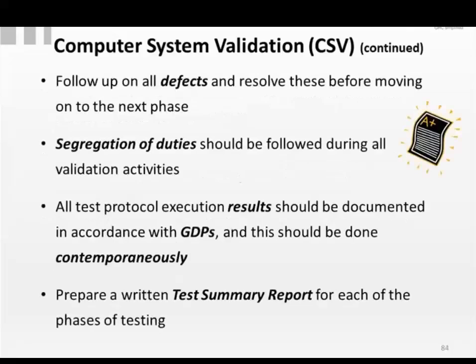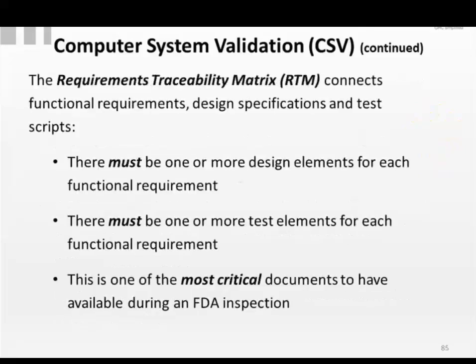Every defect must be followed up. There must be segregation of duties during testing. Results have to be documented according to GDPs, contemporaneous to the action, and a summary report written for each phase. A requirements traceability matrix is critical to show that for every functional requirement, there's at least one design element and at least one test script. The FDA may ask for this as part of your validation documentation.